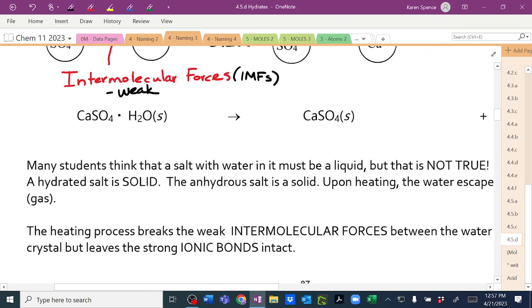Many students think that when a salt has water, it must be a liquid or it must be aqueous. That's not true because there's so little amount of water. It's just that water molecules are really tiny and they can just kind of get stuck inside. Okay, so it's not a liquid. A hydrated salt just has a tiny amount of water stuck in between the bits of the solid.